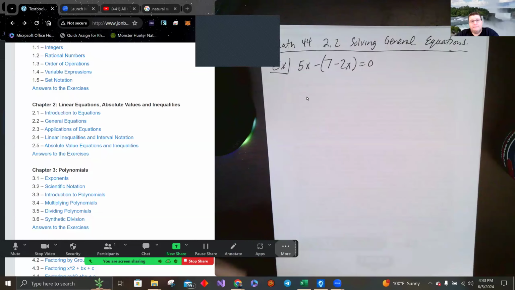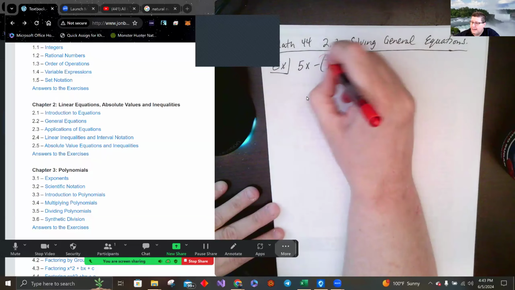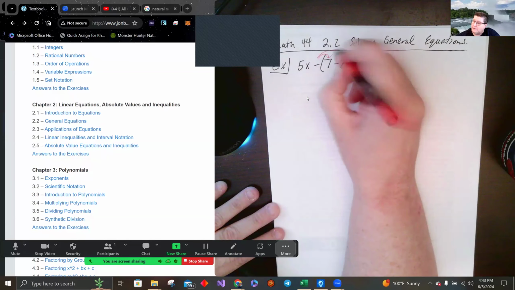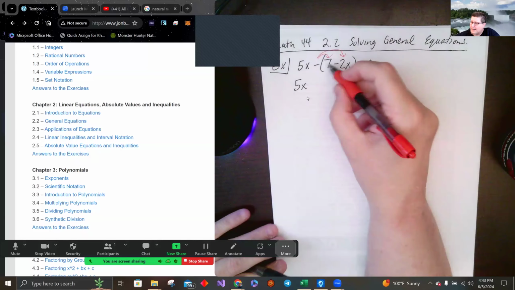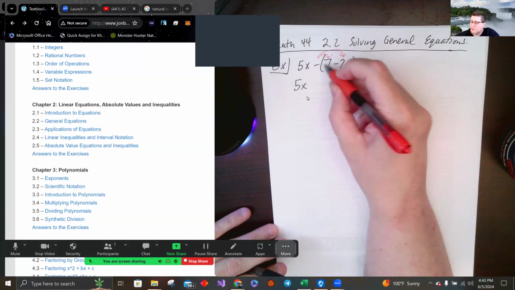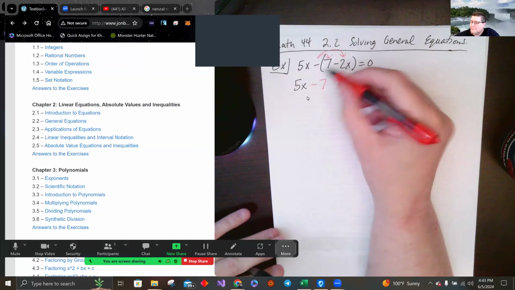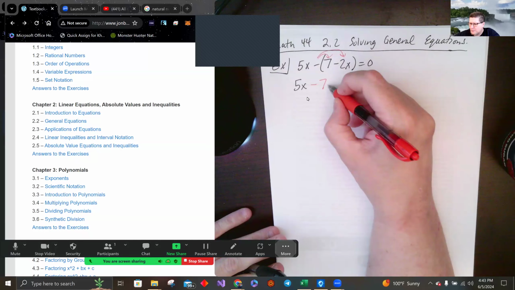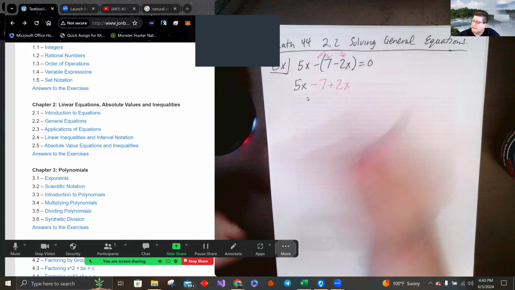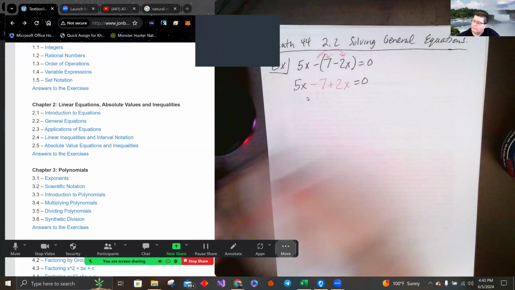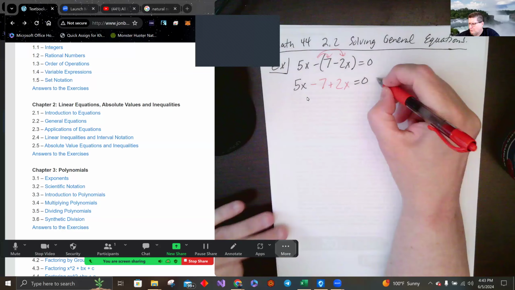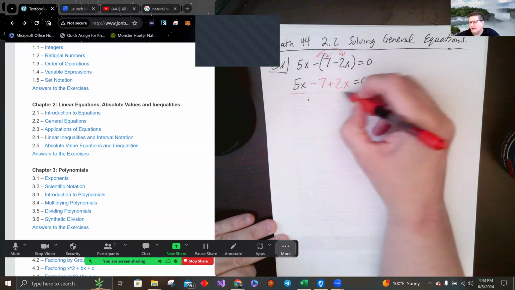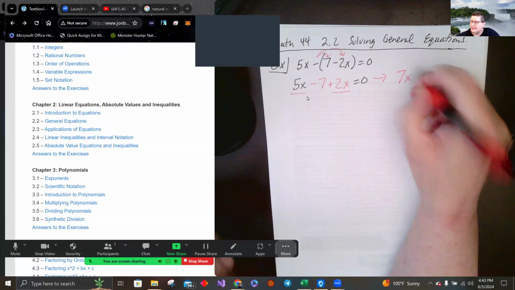That's our first example. What we're going to do is distribute the negative. Minus times 7, or this is effectively like minus 1 times 7, is minus 7. Minus 1 times negative 2x is positive 2x. From there, I will collect the terms. 5x and 2x add together.